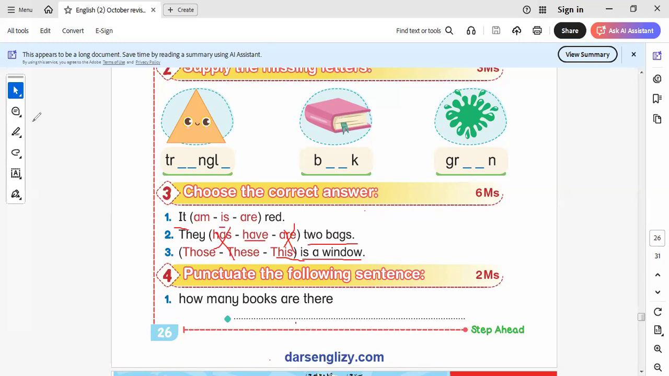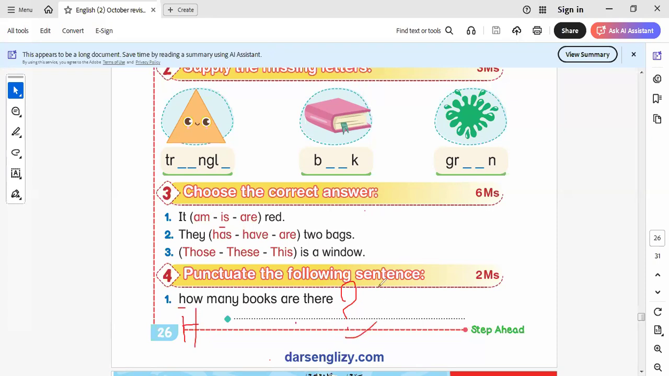Let's go to another one here, to the last one, which is punctuate. Let's do it together. Here we have, what is wrong here? It will be here how. Can I write how in this way? No, it will be in capital letter, and I put a question mark at the end of the sentence. This is the formula of the question. I start the sentence with a capital letter, then I put a question mark.